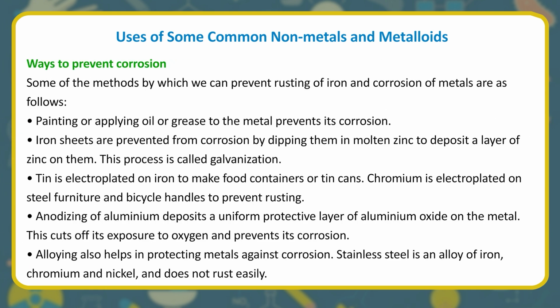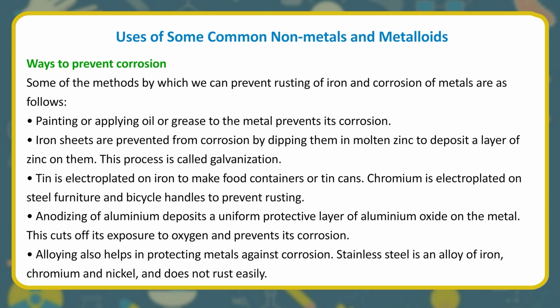Ways to prevent corrosion. Some of the methods by which we can prevent rusting of iron and corrosion of metals are as follows. Painting or applying oil or grease to the metal prevents its corrosion. Iron sheets are prevented from corrosion by dipping them in molten zinc to deposit a layer of zinc on them. This process is called galvanization.